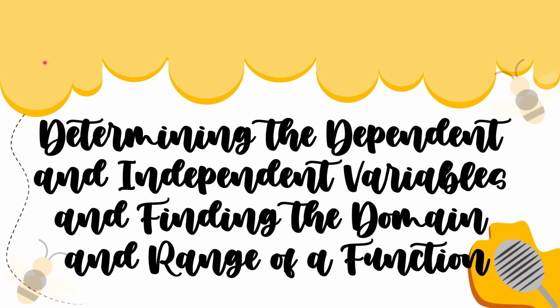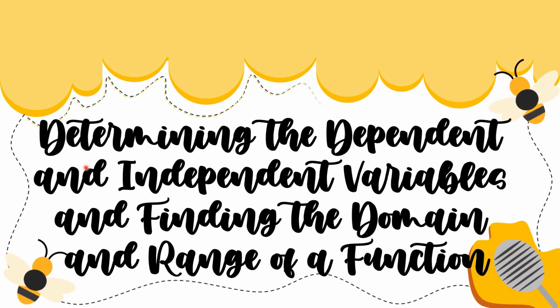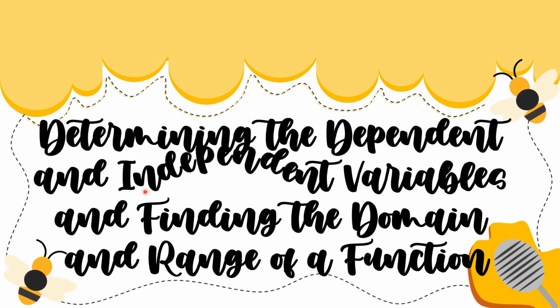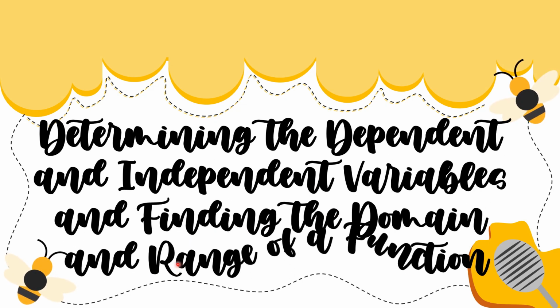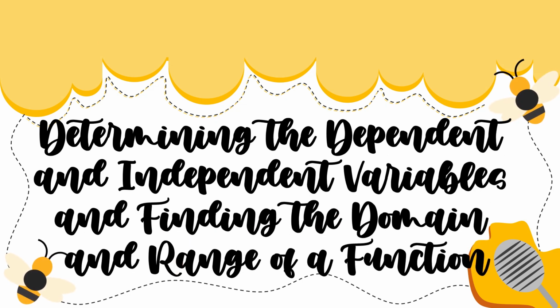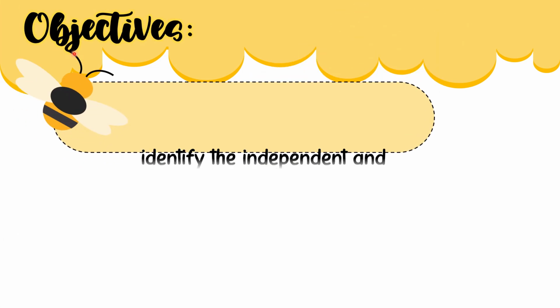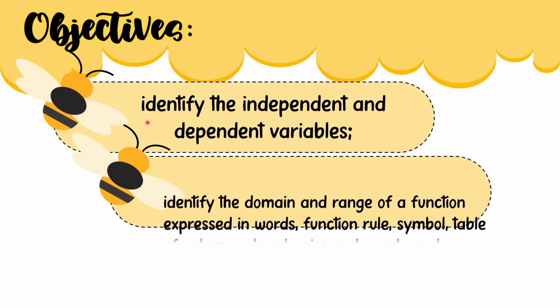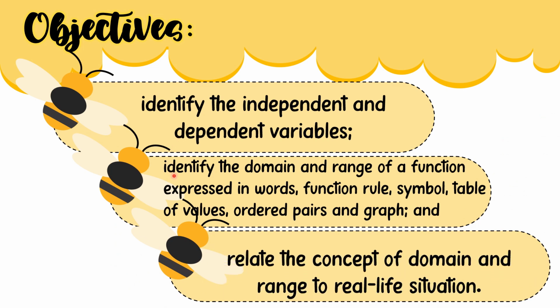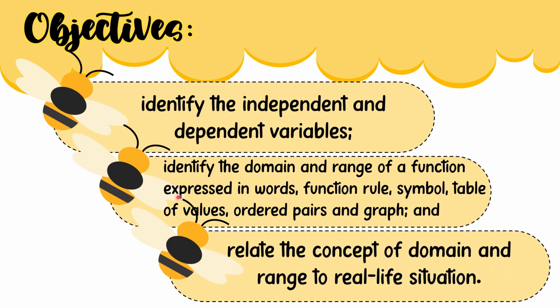Good day, everyone. Today we are going to discuss determining the dependent and independent variables and finding the domain and range of a function. These are the objectives for today's lesson. Identify the independent and dependent variables. Identify the domain and range of a function expressed in words, function rule, symbol, table of values, ordered pairs, and graph. And relate the concept of domain and range to real-life situations.